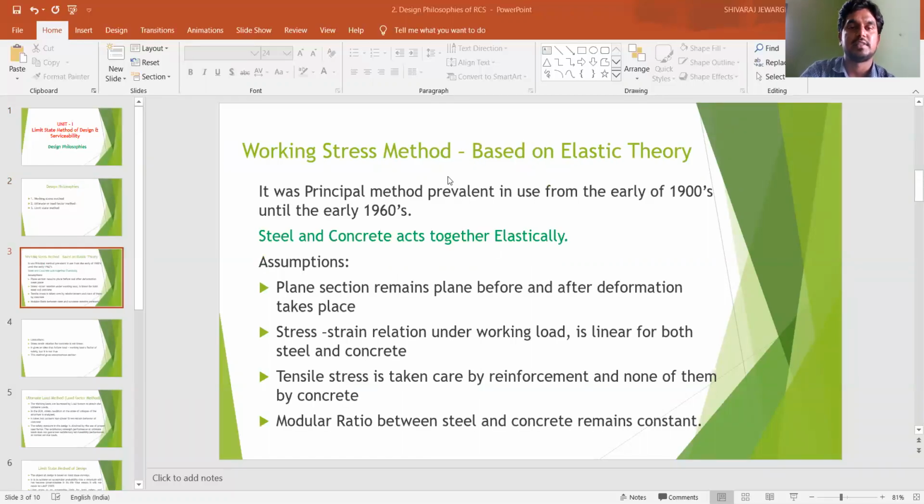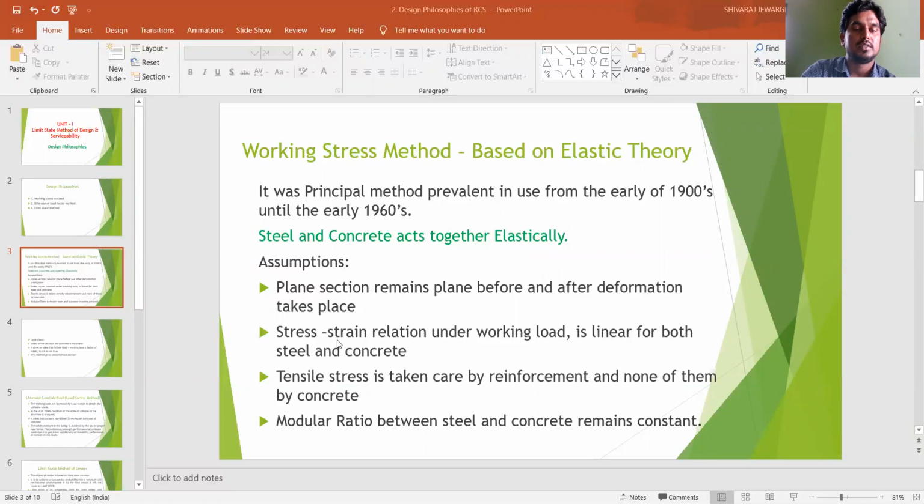That is the working stress method. The working stress method is based on elastic theory. Certain assumptions are made in this method, and accordingly the structures have been designed. The first thing is that steel and concrete act together elastically. This is the first and foremost assumption made in this method. And further, one more assumption is that the plane section remains plane before and after the deformation takes place.